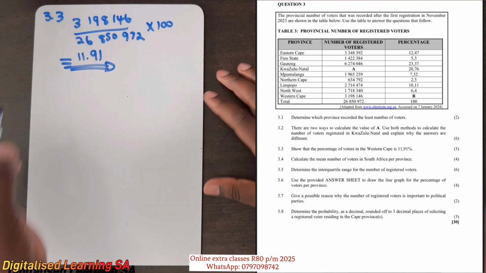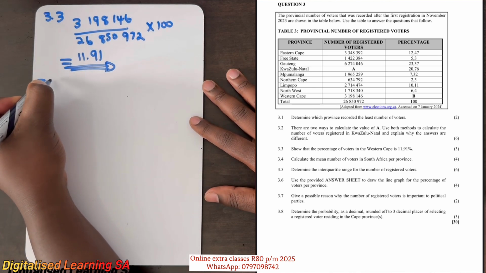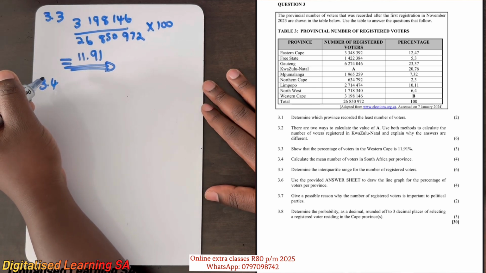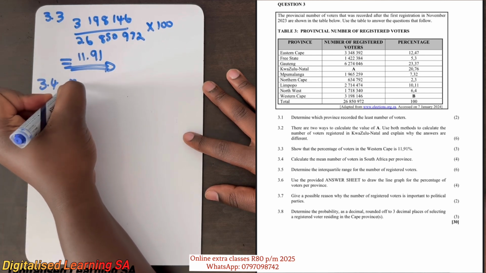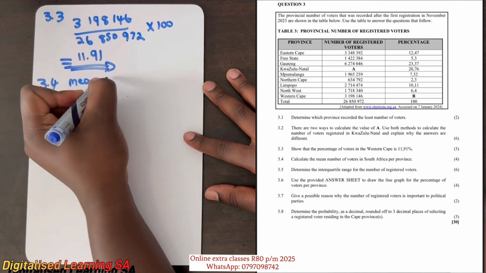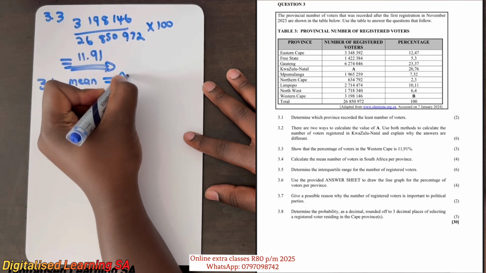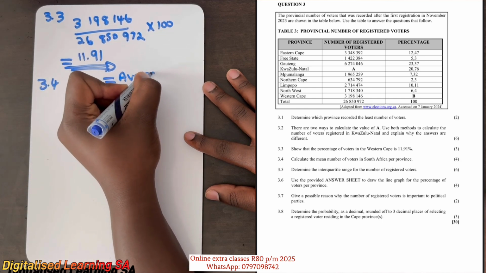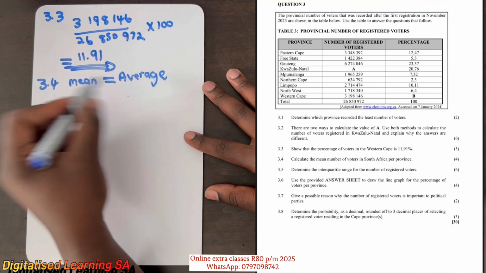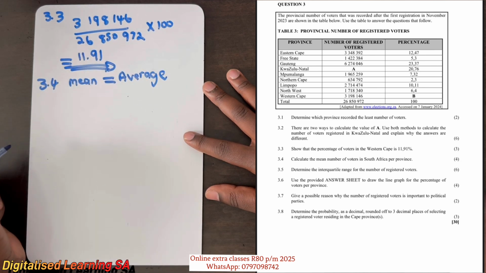Okay, so now let's move to question 3.4. Question 3.4 says calculate the mean number of voters in South Africa. We know that the mean is one and the same thing as the average. If they say calculate the average, they're saying calculate the mean, and if they say calculate the mean, they're saying calculate the average.